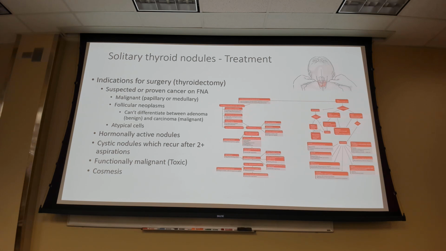And we'll cover this complicated chart here in a moment. But obviously, if it's functionally malignant, like they're toxic, having thyrotoxicosis or anything like that, we obviously want to remove that, or it's an indication for surgery, and then cosmesis reasons as well. Some of them can be pretty large. We'll show you some pictures here, and obviously for cosmetic reasons, they're probably going to want that removed.